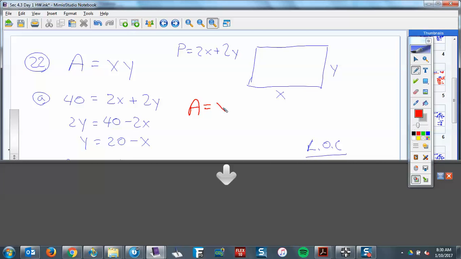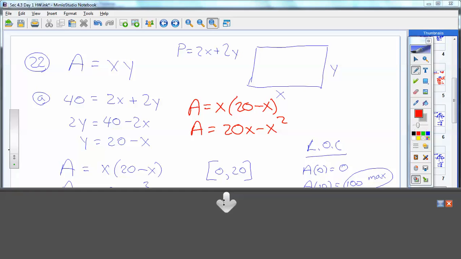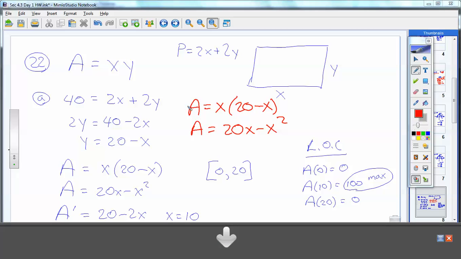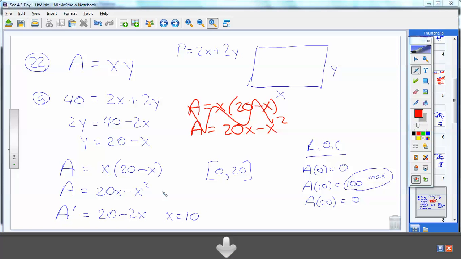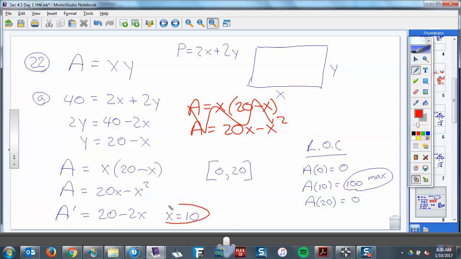So we get a equals x, and then 20 minus x. So this is beginning to look very much like those other problems we were doing. Again, we got an upside down parabola, so we know it's going to be a max, but again, let's just go through the steps. I did it over here, I guess. Never mind. So I got it over here, 20 minus x, do my a prime, it's a simple little derivative, I get x equals 10.